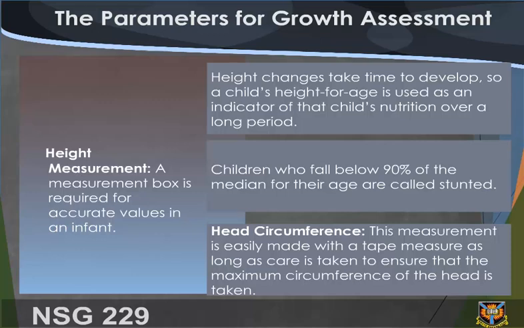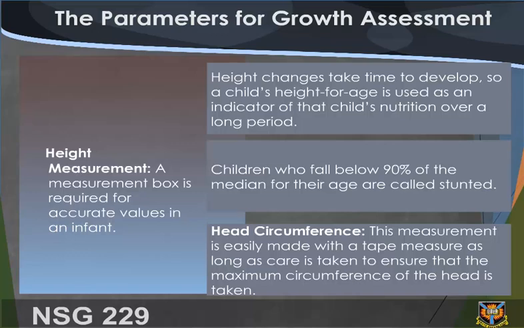A measurement box is required for accurate values in an infant. Height changes take time to develop, so a child's height for age is used as an indicator of that child's nutrition over a long period. Children who fall below 90% of the median for their age are called stunted.